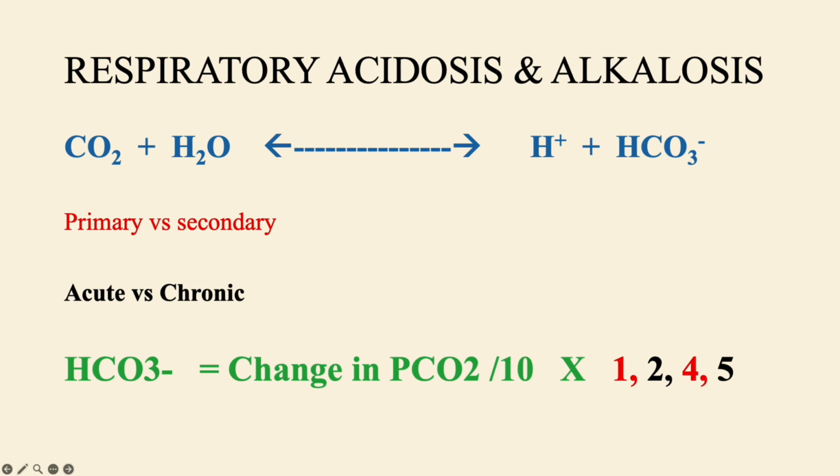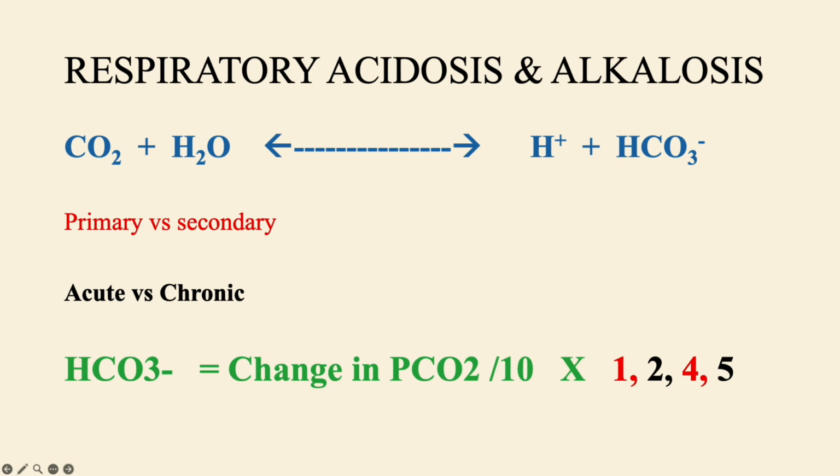So every time you have a PCO2 in acidosis, it is rising by 10, right? If it's rising by 10 and it's acute, then your bicarb should rise by 1. If it's chronic, it should rise by 4. If it's respiratory alkalosis, whereby the CO2 is decreasing by 10, then I said 2 and 5: if acute, your bicarb is decreasing by 2, and if it's chronic, your bicarb is decreasing by 5.